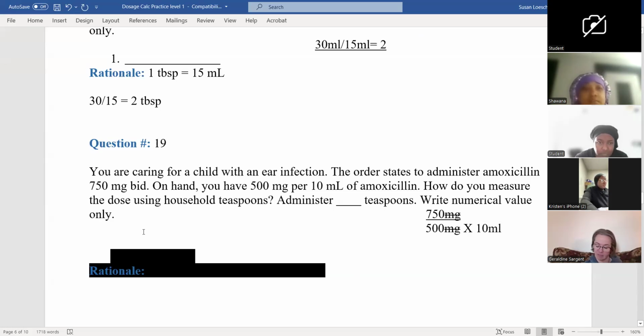15 mLs. Okay, so how many teaspoons? 1 teaspoon is 15 mLs? Oh, 3. 3 teaspoons. It's okay, this is the time to mess up. Get it in your brain right so when you get to the quiz, you get it right.